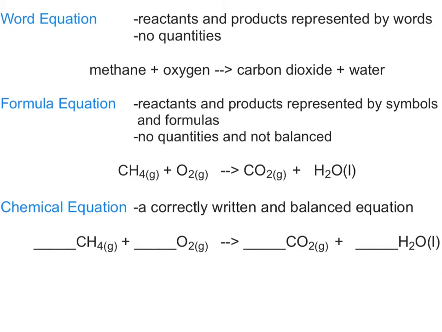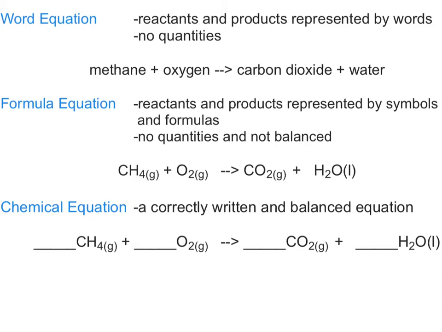The last one is a chemical equation, and in a chemical equation you basically take this same equation, copy it down again, and this time we have to balance it. If you remember from physical science, you balance by putting coefficients in front. So that's why I put these lines here. Each of these lines is a place that you might write a coefficient in order to balance the equation. In order to balance, you have to have the same number of atoms on the left as you do on the right. That's because of the law of conservation of matter.